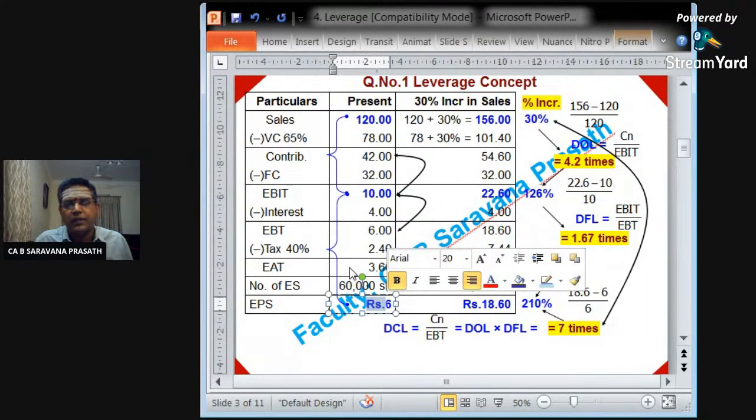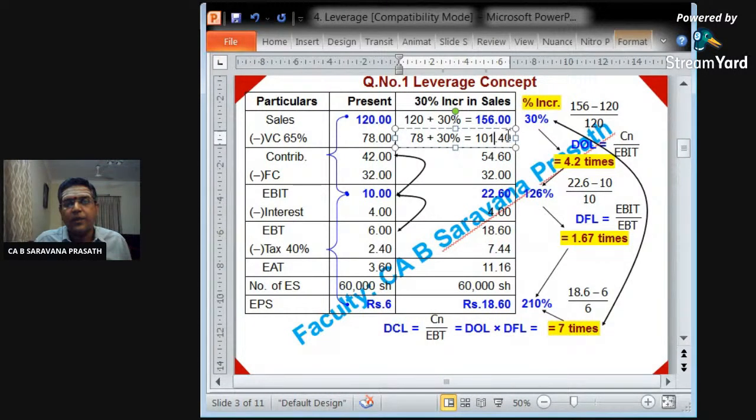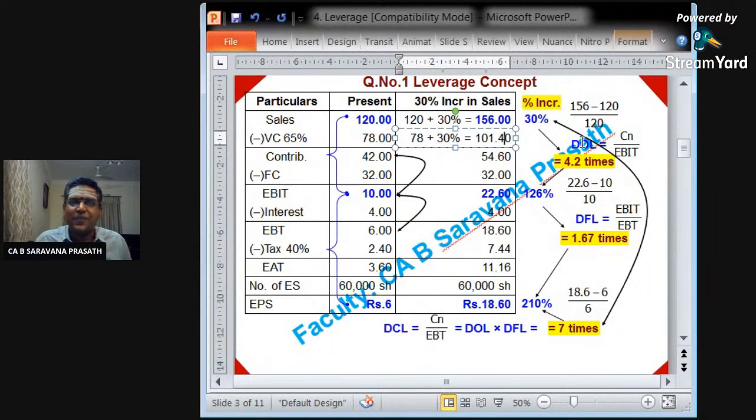Up to EAT in this statement, it is in rupees lakhs. EPS is the normal amount in rupees. Now this is the present situation. Now let's look at the effect of 30% increase. 30% increase in sales, 120 plus another 30 percentage, 156. Variable cost will also increase by another 30 percentage, 101.4. Instead of calculating 78 plus 30 percentage, you can also calculate 156 multiplied by 65 percentage. You will get the same number, variable cost.